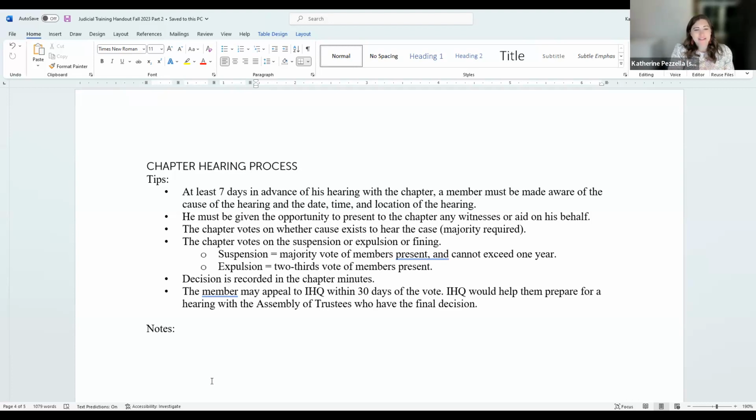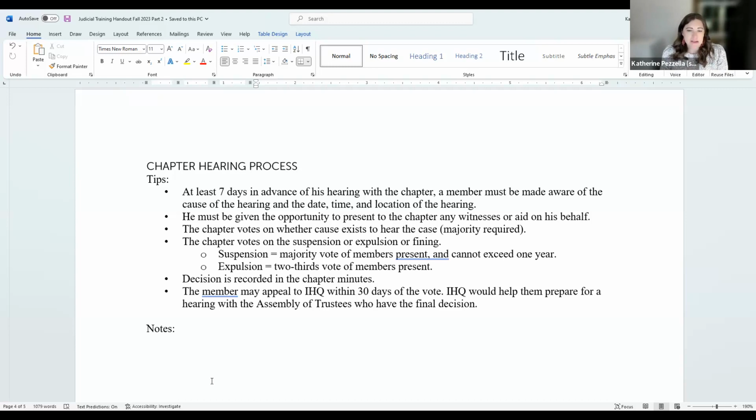There needs to be complete minutes of who said what, what the discussion was, ultimately what the vote was, right? How many members were present, how many voted in favor of cause existing, how many were opposed or abstained. And then when you move on to the outcome, how many voted to suspend or expel or fine or whatever you're doing versus nay or abstain. So we have a clear record that it happened, and that's what you'll submit when you do your roster update in the DU portal. You'll actually send in that paperwork.